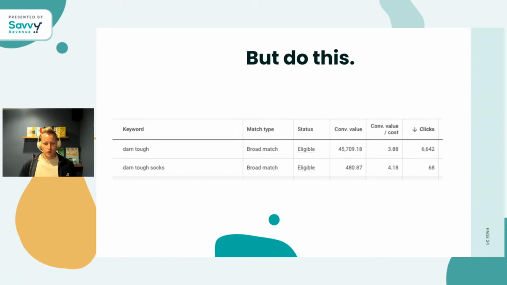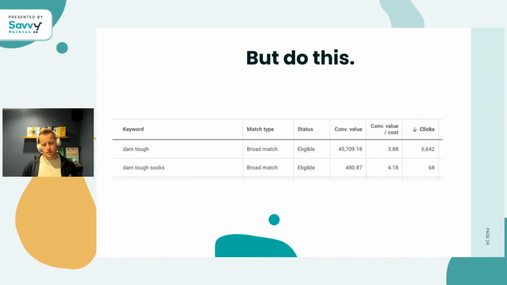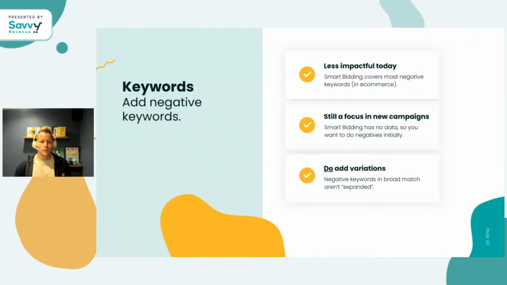Do this, not this. See how much simpler this is to manage, and you can see whether or not you have the right keywords. You do. You don't need all these things. I can trust there's not enough people searching for dress socks, mountaineering socks, and hunting socks. There is not. I tell you, I know this for a fact.